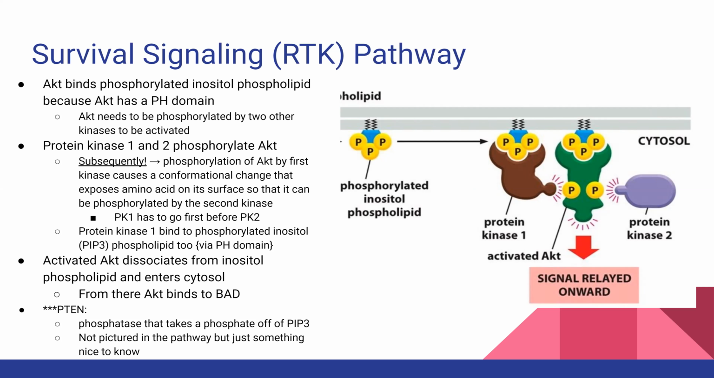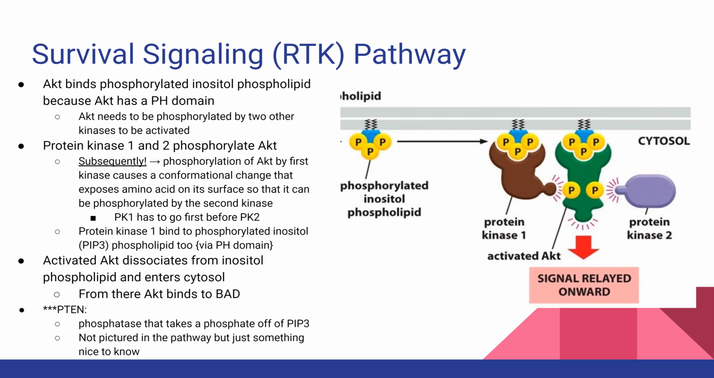So the next part of this is the protein kinase 1 and 2 are used to phosphorylate AKT to make it active. And this is important because AKT needs to be phosphorylated by 2 other kinases to become activated. So once the phosphorylated inositol phospholipid sits in AKT, which is the green protein in that diagram, then you have AKT being phosphorylated by protein kinase 1.